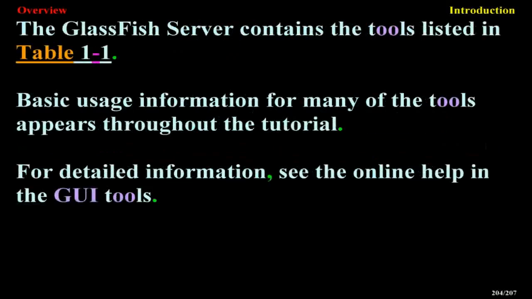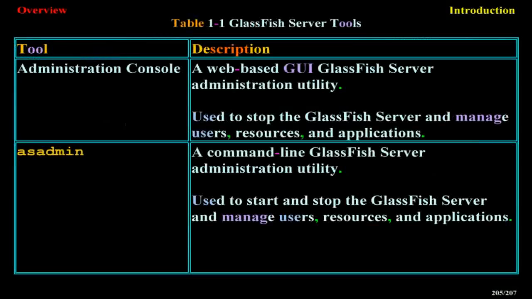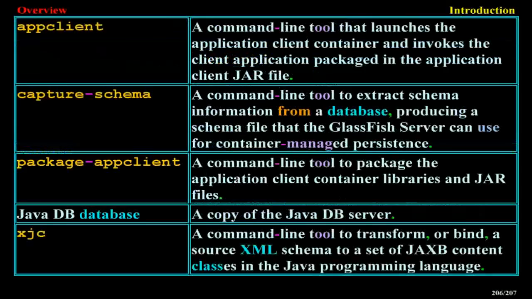The GlassFish server contains the tools listed in Table 1-1. Basic usage information for many of the tools appears throughout the tutorial. For detailed information, see the online help in the GUI tools. Table 1-1 GlassFish Server Tools. Administration Console, a web-based GUI GlassFish Server administration utility. Used to stop the GlassFish server and manage users, resources, and applications. asadmin, a command-line GlassFish Server administration utility. Used to start and stop the GlassFish server and manage users, resources, and applications.